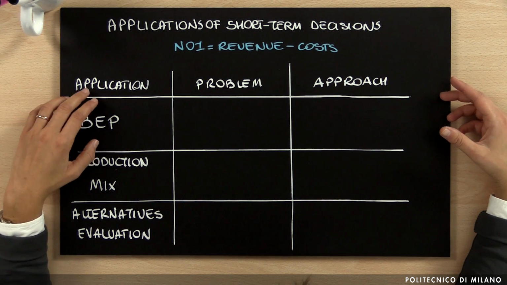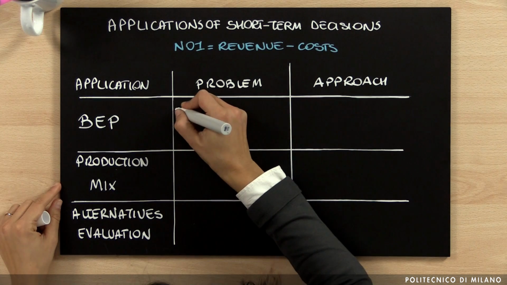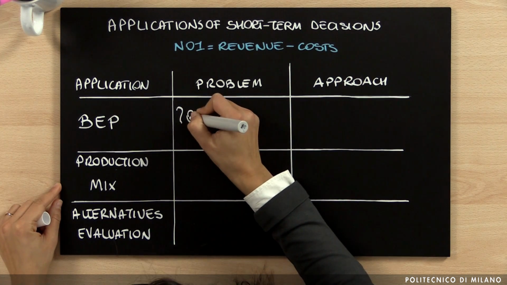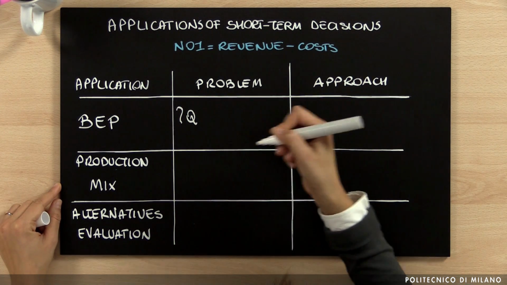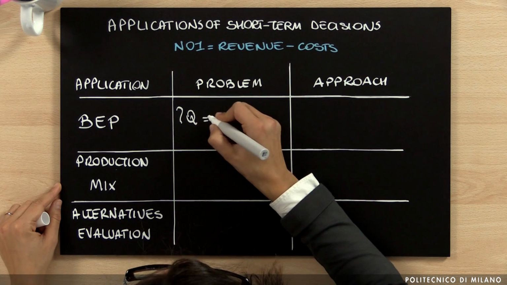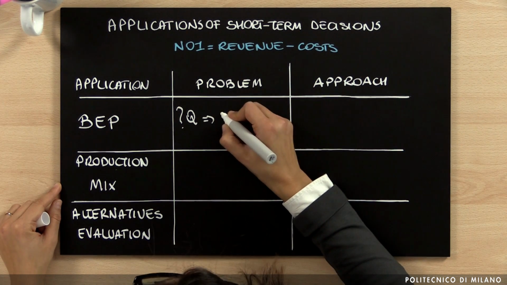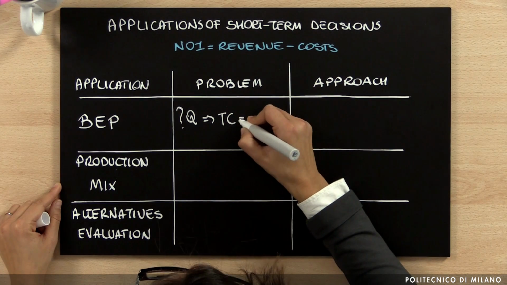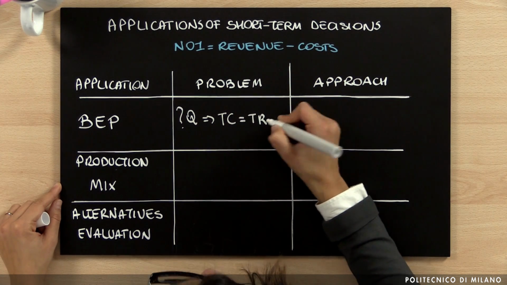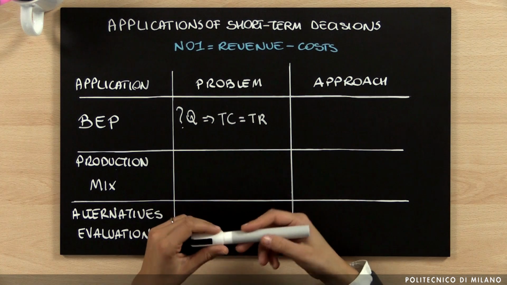When we deal with the break-even point analysis, the problem is to identify the quantity to break even, which is the quantity at which total costs equal total revenues. So the main question is how many units should the company be able to produce and then sell in order to break even. And we will try to understand how we can approach this kind of problem.